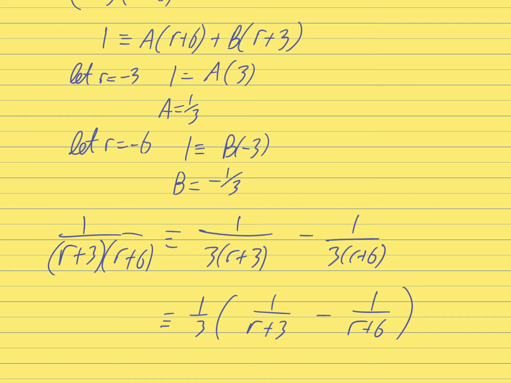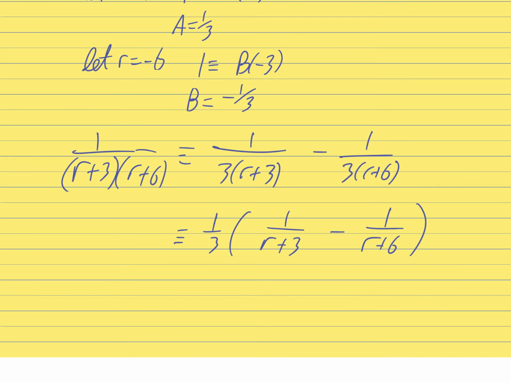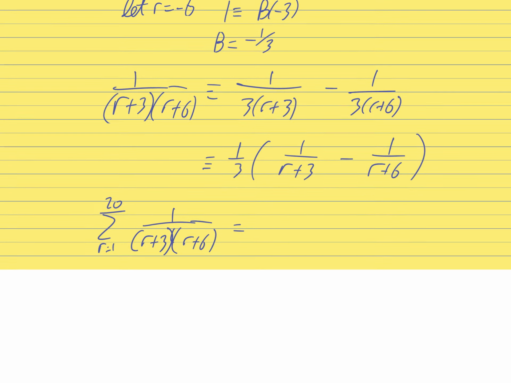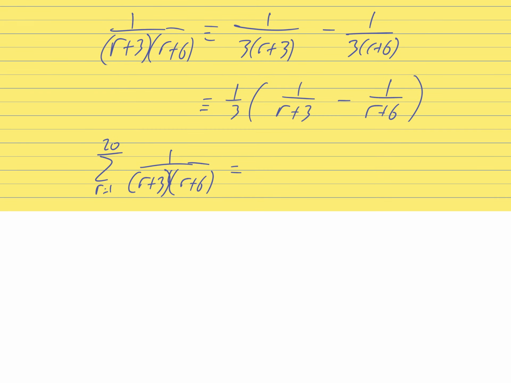So we're now going to look at the summation of this from 1 to 20. The question has asked us to sum from r equals 1 up to 20 of 1 over (r plus 3)(r plus 6). So we're going to put in a few different terms. We're going to put in r equal to 1 and see what the right hand side is equal to.